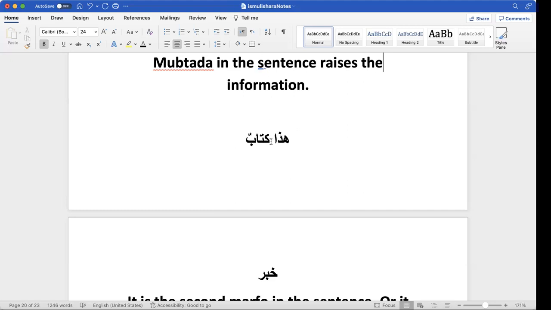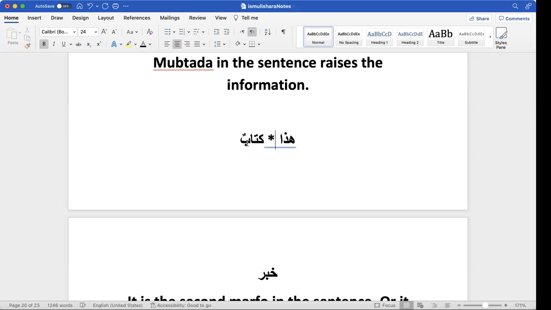Okay. Now, that means this is mubtada here. Then you have another kitabun, which itself is a marfu. So this is the second marfu in the sentence. So this is called khabar. And there is always a break of chain between mubtada and khabar.